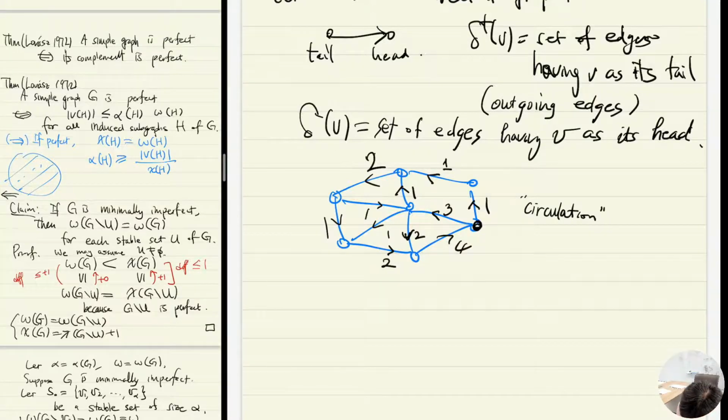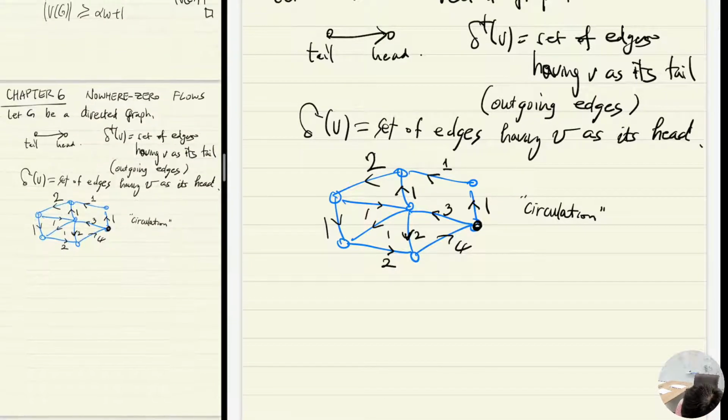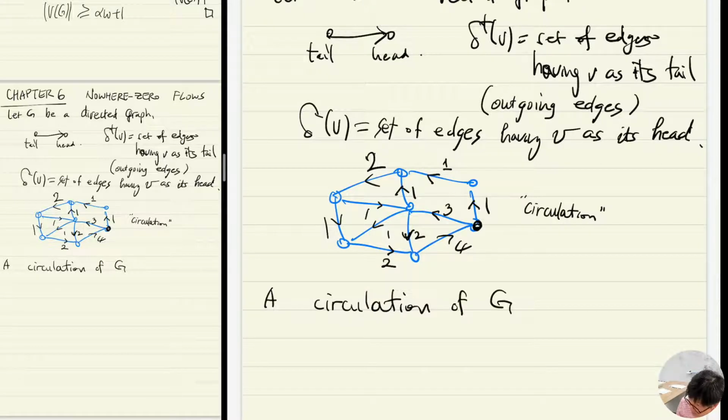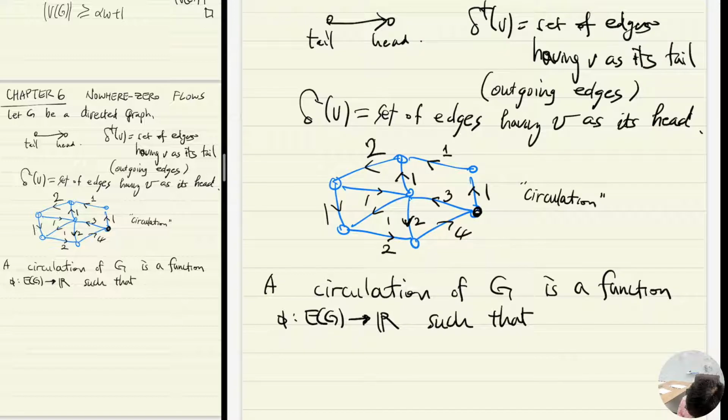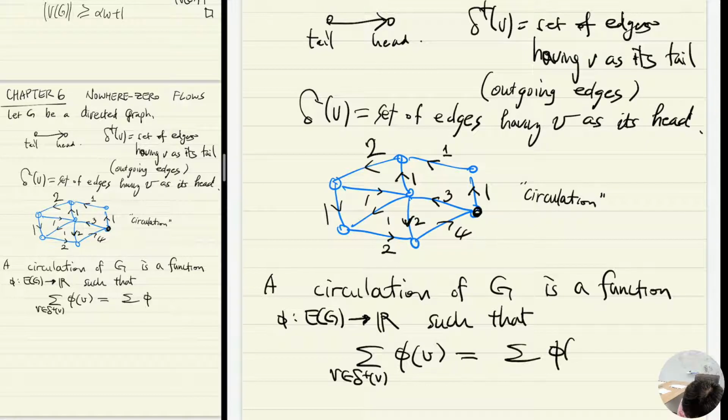All right, so let me define it. A circulation on G is a function phi on the set of edges to, let's say, the real numbers. So we allow negative numbers, such that for every vertex, the sum of the outgoing edges is equal to the sum of the incoming edges.